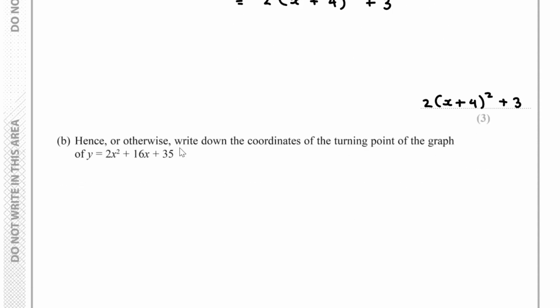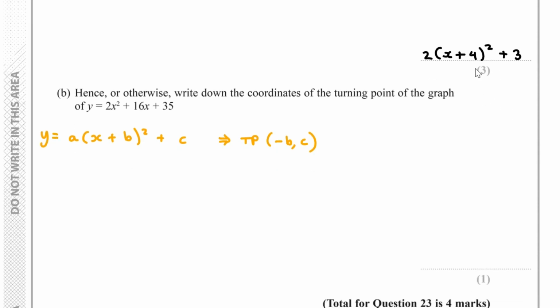Now for part B, hence or otherwise, we have to write down the coordinates of the turning point of the graph of y equals 2x squared plus 16x plus 35. Well, if we know that y is of the form a lots of x plus b all squared plus c, the turning point from here has coordinates minus b, c. So therefore you can see, if we look at what we have here, the coordinates of the turning point will be minus 4, 3. So we have minus 4, 3 for the turning point of the graph of y equals 2x squared plus 16x plus 35.